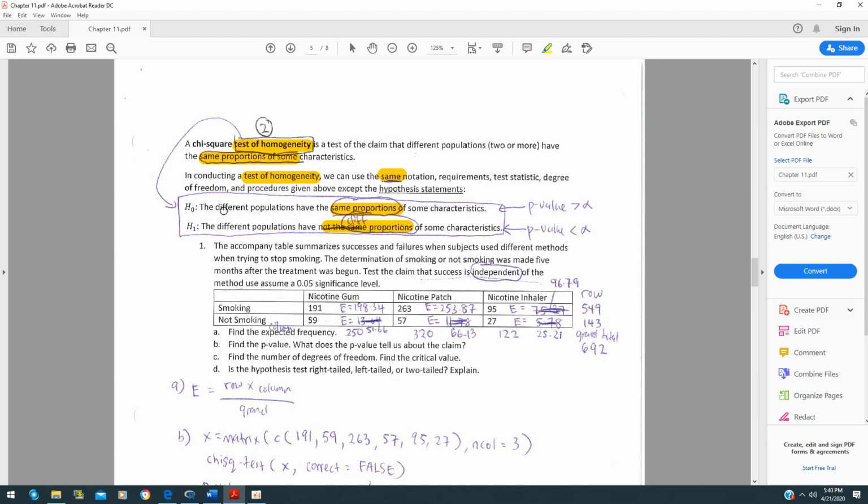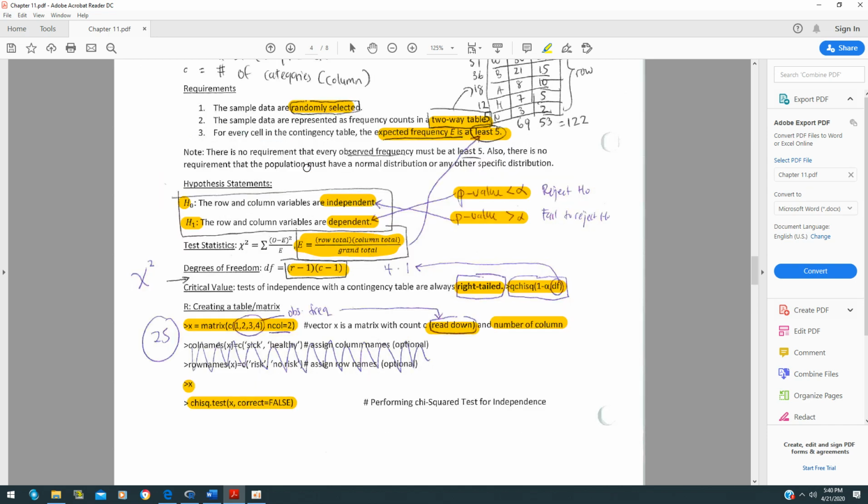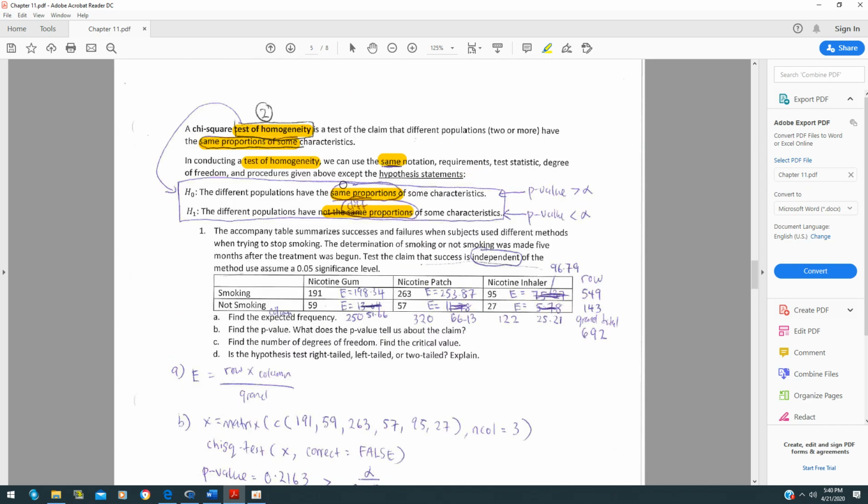For the test of homogeneity, the null hypothesis says that the different populations have the same proportion of some characteristic. And your alternative hypothesis is that the different populations have different proportions, or not the same proportion, of some characteristic. To support your null hypothesis, your p-value has to be greater than alpha. If you want to support H1, your p-value should be less than alpha. So these are the 2 types of tests we'll be doing in 11.2 contingency tables, where we talk about tests of homogeneity and tests of independence. And as I told you, these 2 tests are exactly the same, except your hypothesis statement is different.